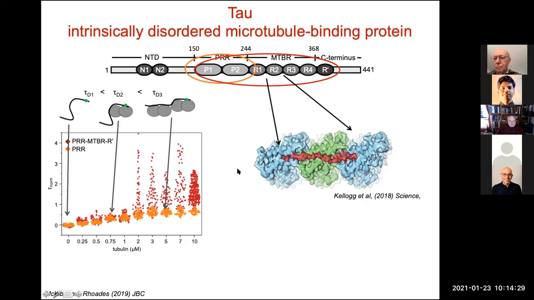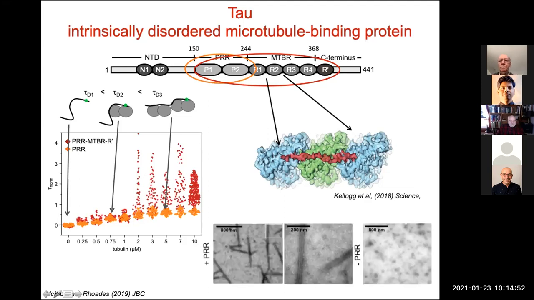And so based on that, we hypothesize that actually the proline-rich region might serve as a primary binding site for the tubulin dimer. In the context of helping to polymerize microtubules, this microtubule binding region serves to help increase the local concentration by binding multiple tubulin dimers, and this is how it goes about facilitating polymerization.